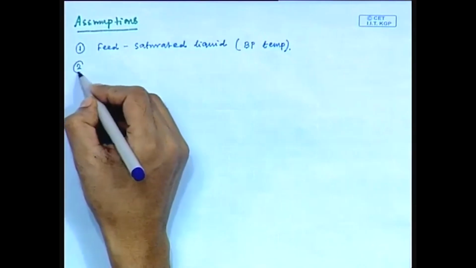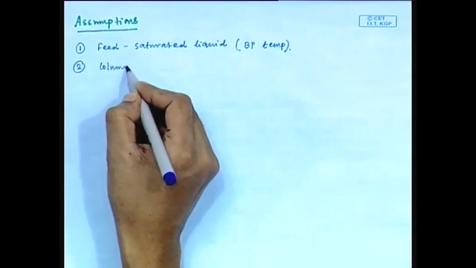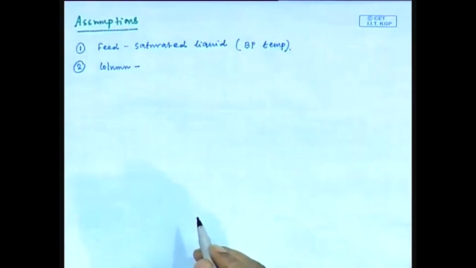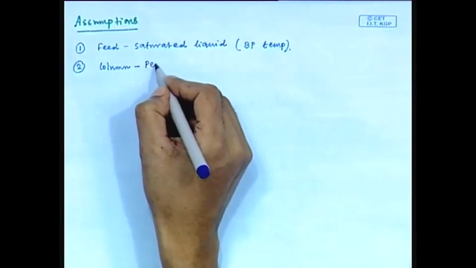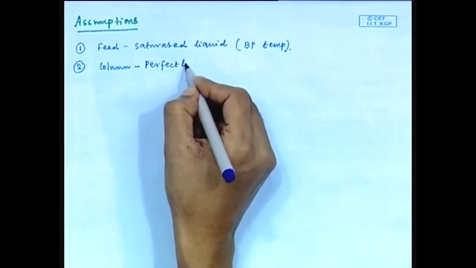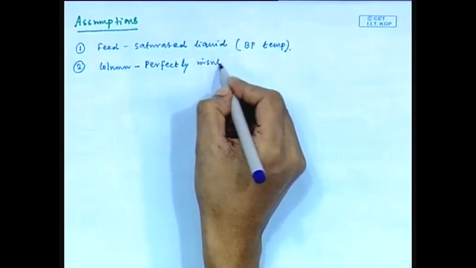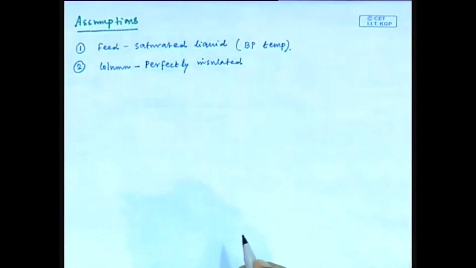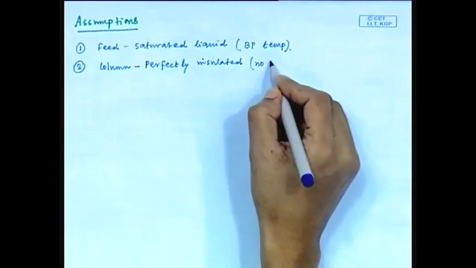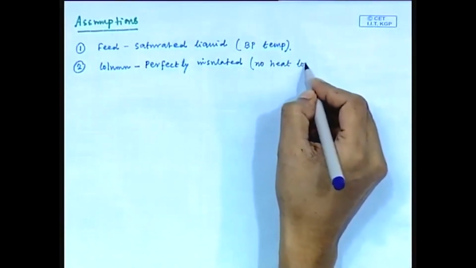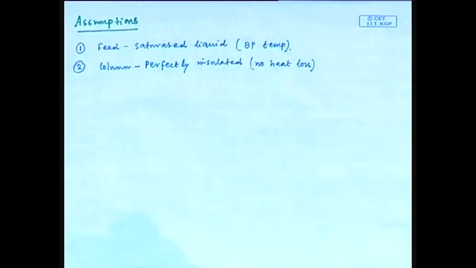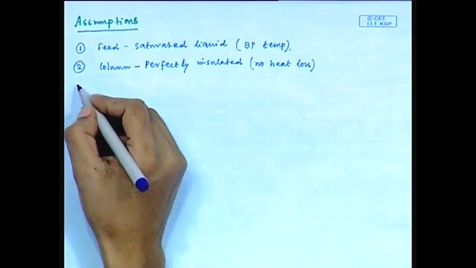Second assumption is the column is perfectly insulated. That means there is no heat loss from the distillation column to the surroundings. It means no heat loss from the process to the surroundings. The column is insulated so that there is no heat loss from the column to the surroundings.